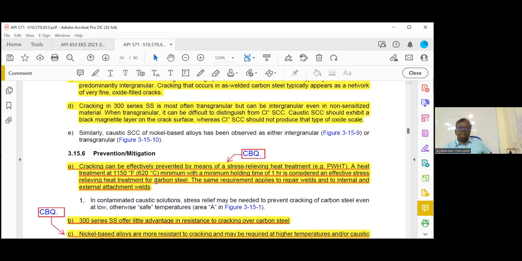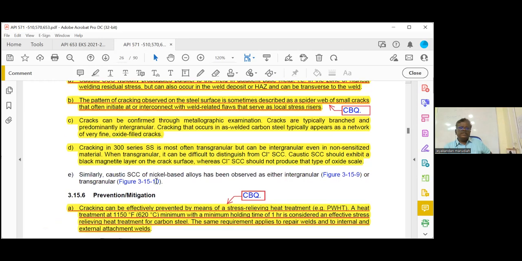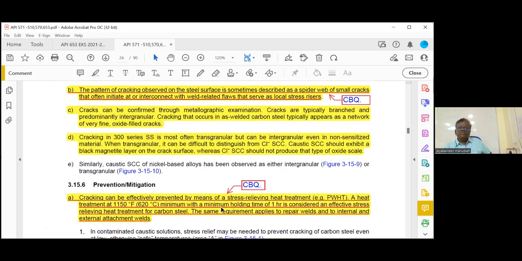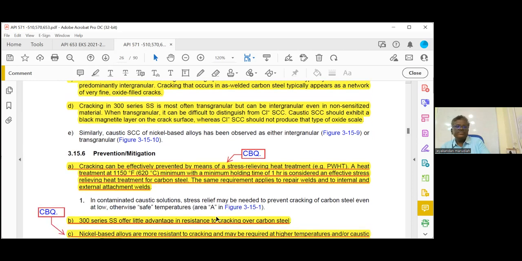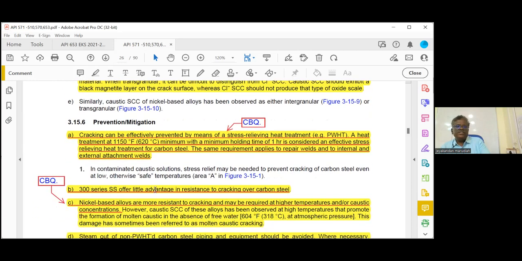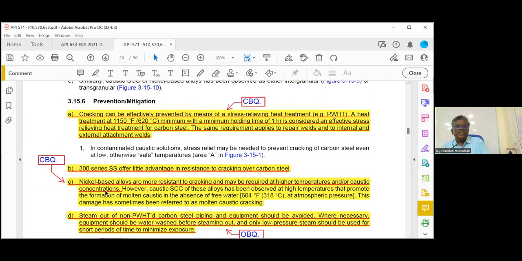Then prevention, another very important closed book question. Cracking can be effectively prevented by means of stress relieving, PWHT at 1150 degrees Fahrenheit, with a minimum holding time of 1 hour. That is very important. For prevention, you have to do PWHT at 1150 for 1 hour. Then B, 300 series offer very little advantage. C, nickel based alloys are more resistant to cracking and may be required at high temperature and high caustic. So you have to go for a nickel based alloy.